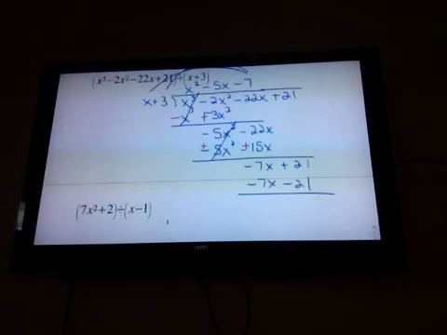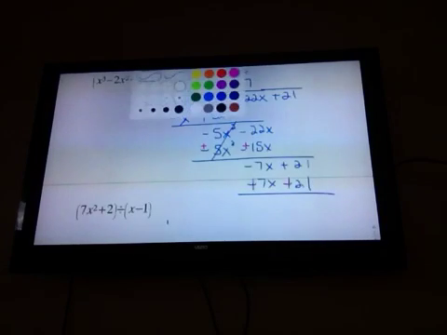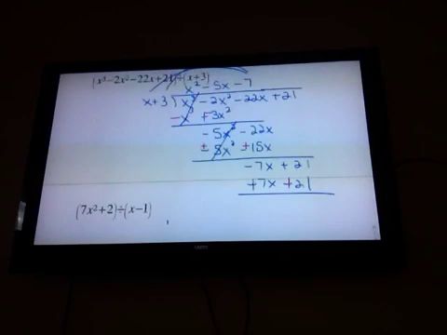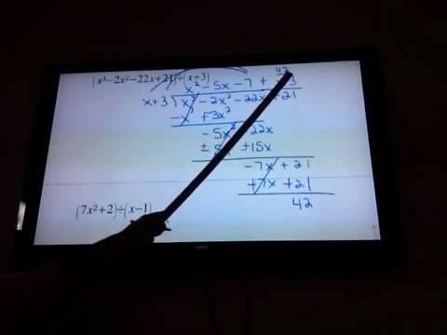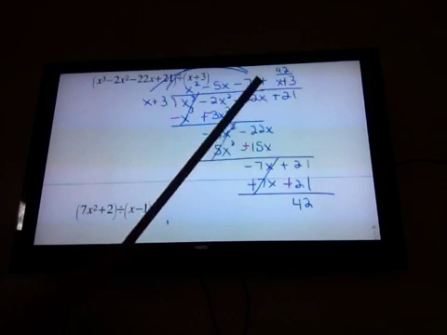I'm going to change my signs and add. First ones cancel, and should every time. And then 21 and 21 is 42. Again, my remainder is plus the remainder over your divisor of x plus 3.